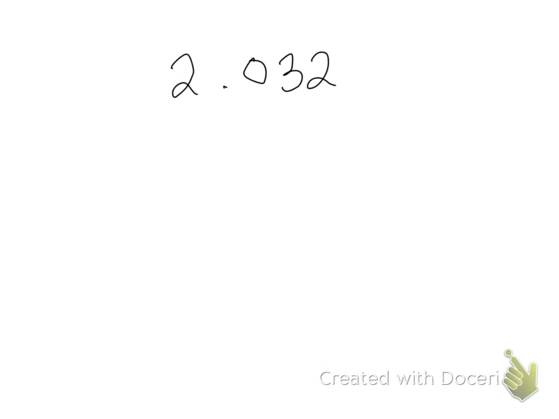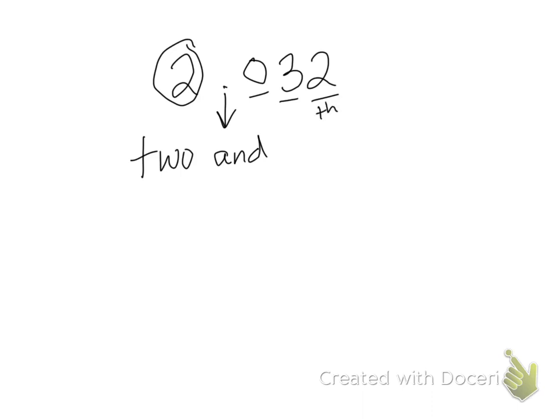Now let's say I want to write this number with words and as a mixed number. Okay, so let's write it with words first. We divide it up. We have 2 and. So then we have the number and the place value. Since I have 1, 2, 3 place values, I know this is the thousandths place value. So I would say this is 2 and 32, and then I say the place value, thousandths.